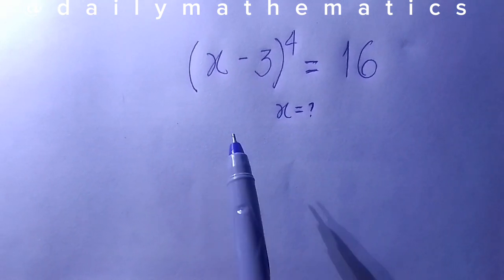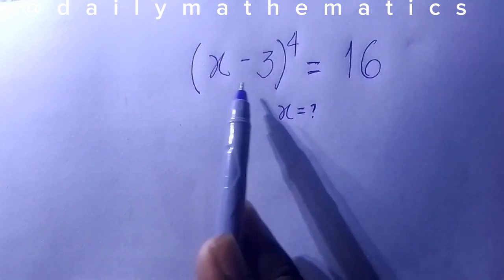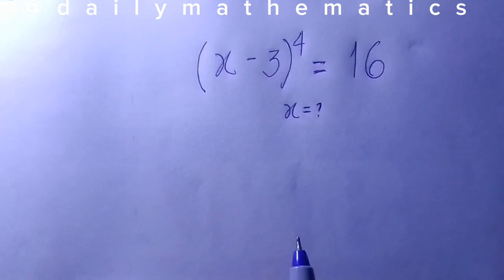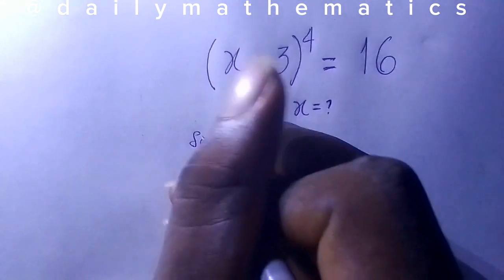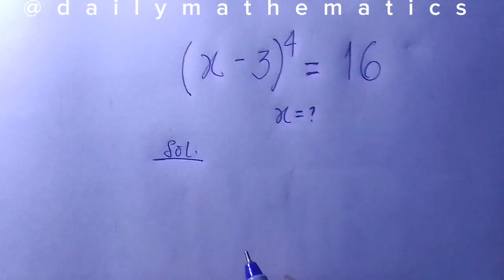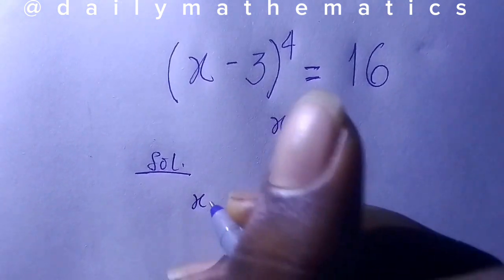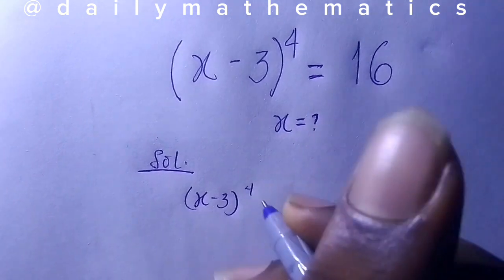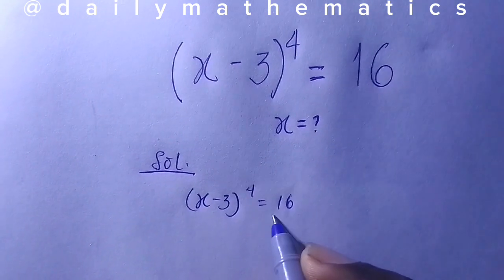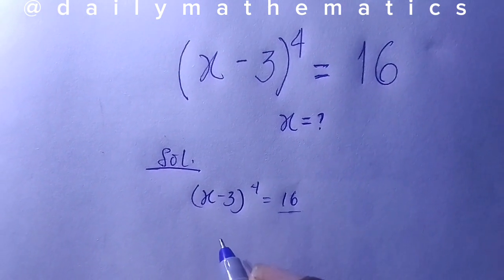And today we have an interesting question here: (x − 3)^4 = 16. How do we work this out? So, solution. What's the first thing we are going to do? From here we have (x − 3)^4 = 16. We have to bring this 16 to the other side of the equation.